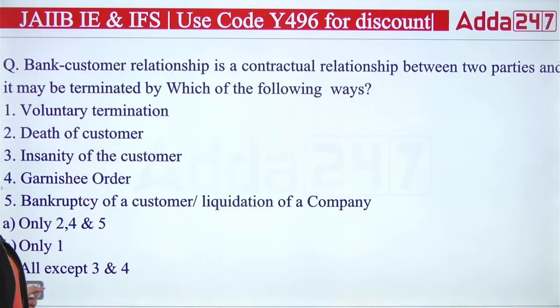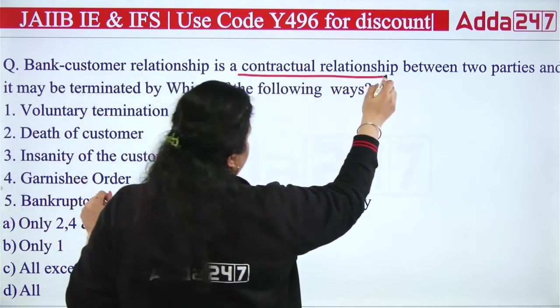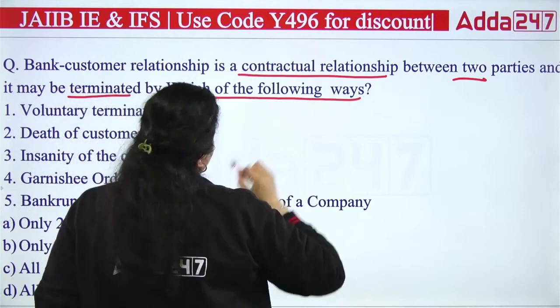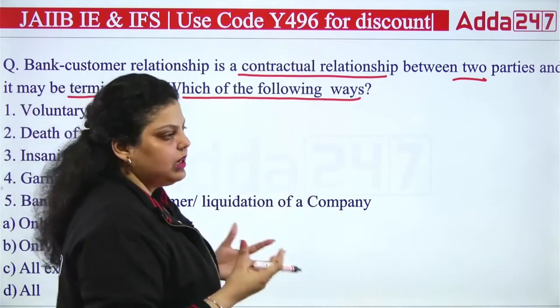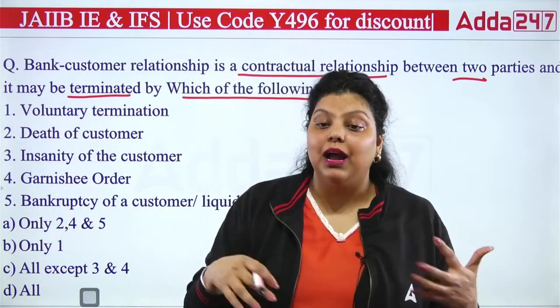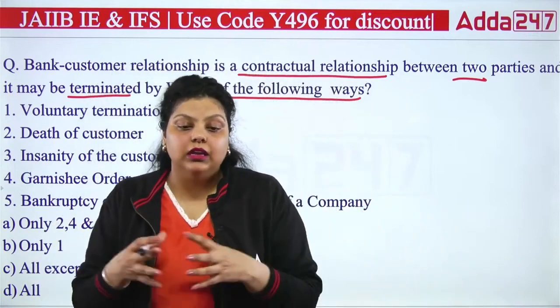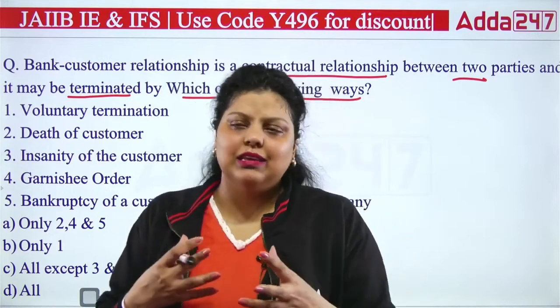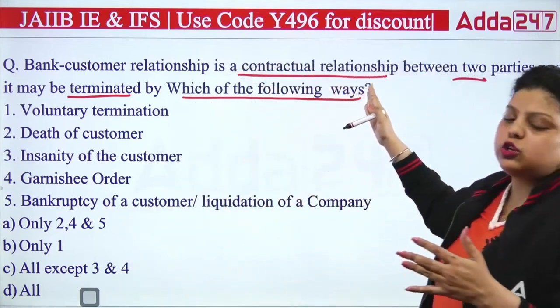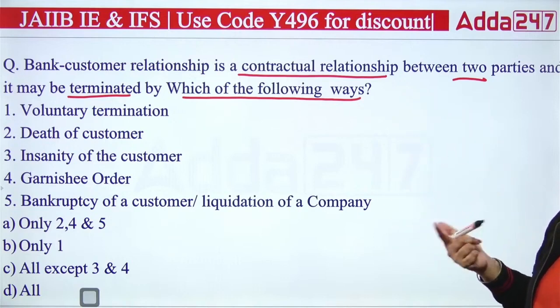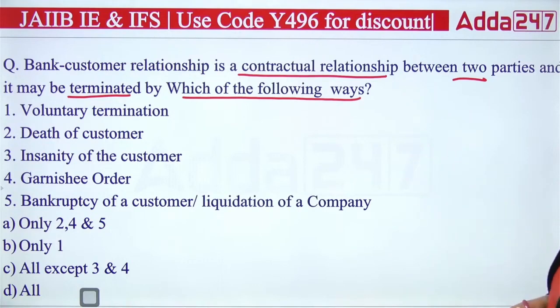Next question we have here is talking about how the bank-customer relationship is a contractual relationship between the two parties and it may be terminated by which of the following ways. So when a customer comes to the bank to open a bank account and the bank allows the customer to have a bank account, they come under a contractual agreement, or I can say they have a contractual relationship since then, till the relation between the bank and customer is terminated. So which of the following are the ways by which this termination can be done?